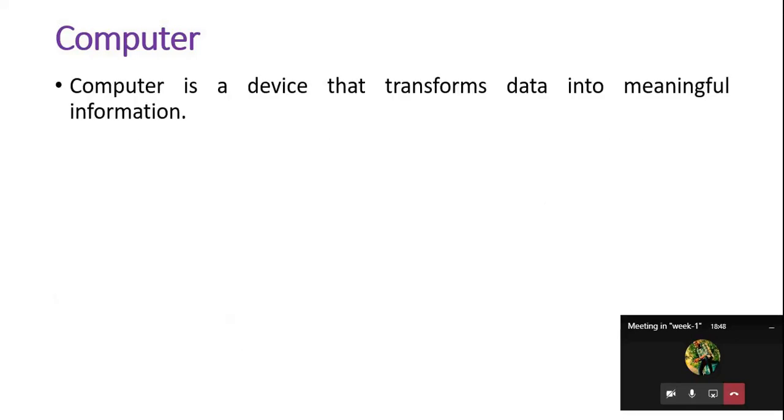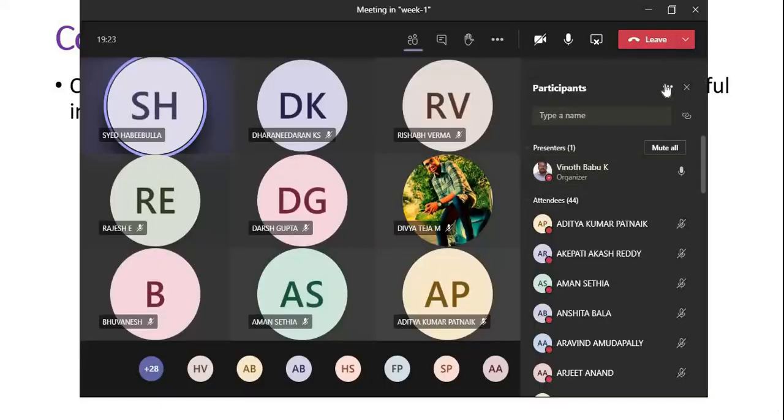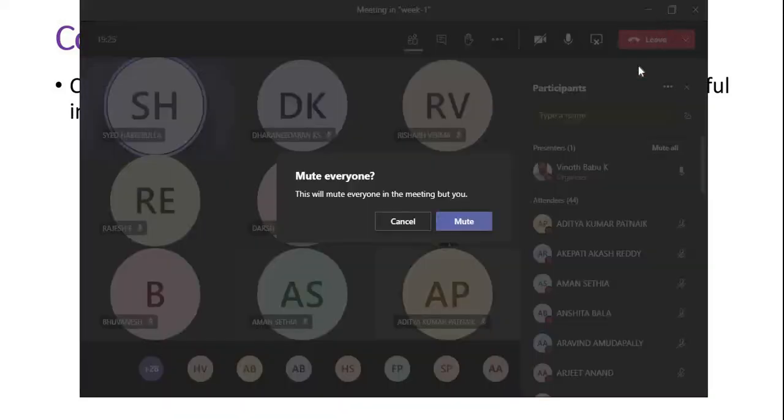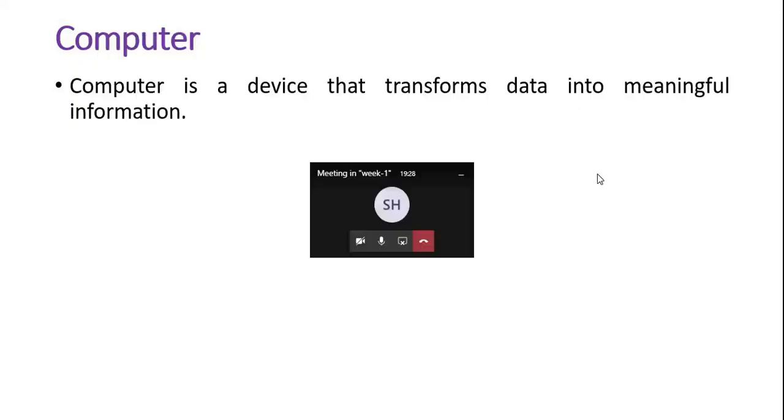So a computer is nothing but a device that processes our data into some meaningful information. Say for example, I want to play a video. I am just receiving some signal, feeding some signal. There is some noise and I want to eliminate the effect of noise. Computers will do that.